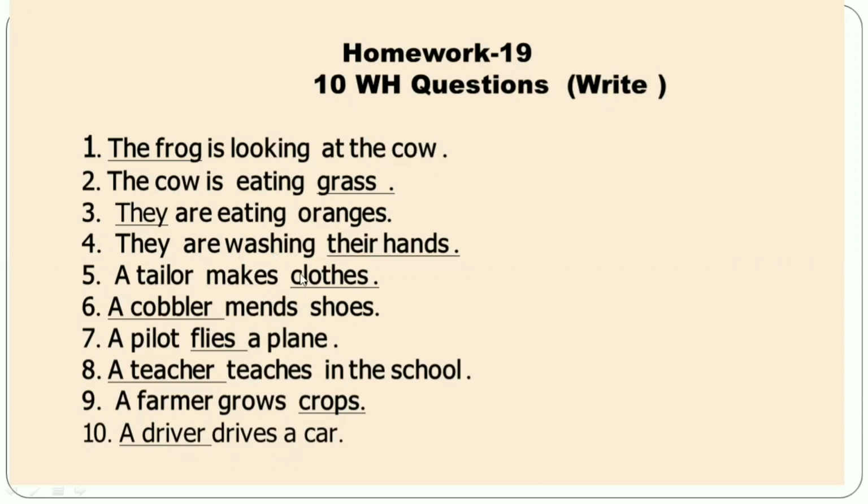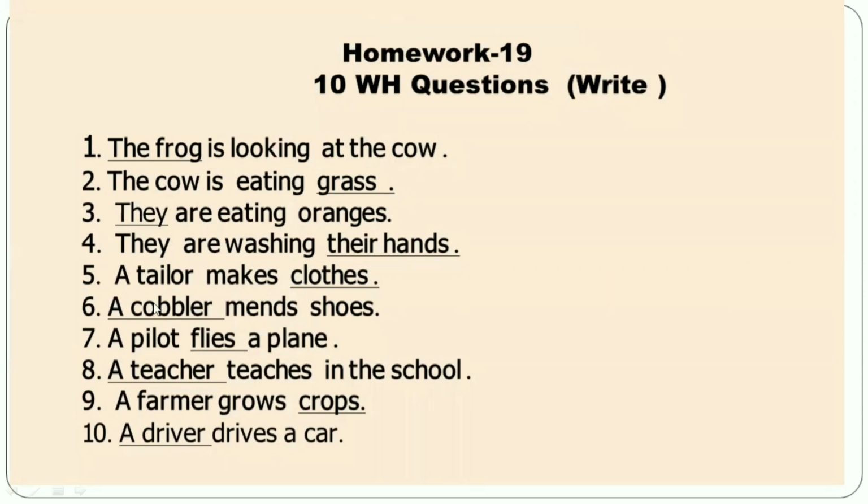Okay. A tailor makes clothes. So here clothes, things. So what will be used? What, then there is no auxiliary verb. So you have to take do, does, or did. As here it is singular, then does will be used. Then what does, then subject a tailor. What does a tailor make?